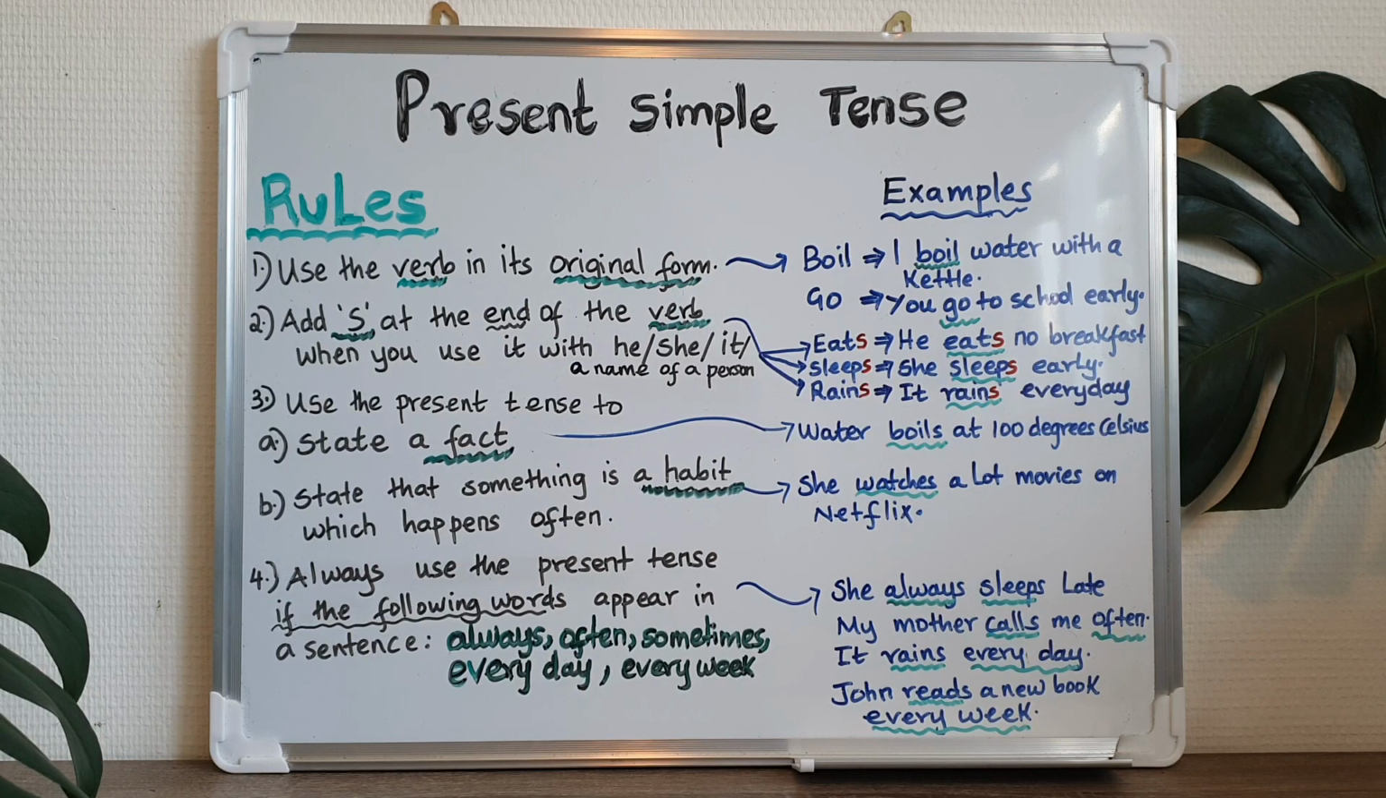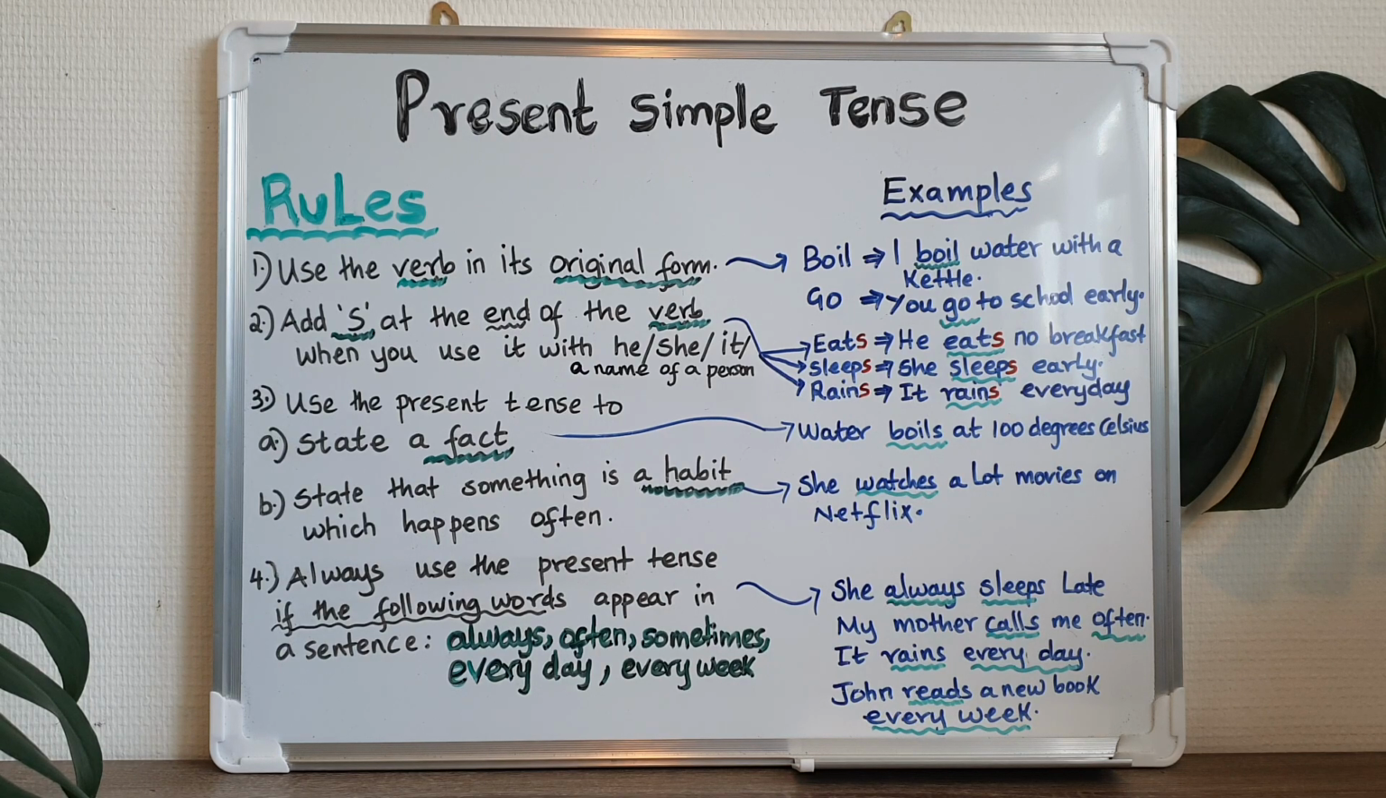Now, again, another habit could be another example. She prays every day. She eats every morning. She cooks for the family. She reads her favorite book. Okay, so if there is something that you do and it is a habit, you do it every day, then you use the present simple tense.